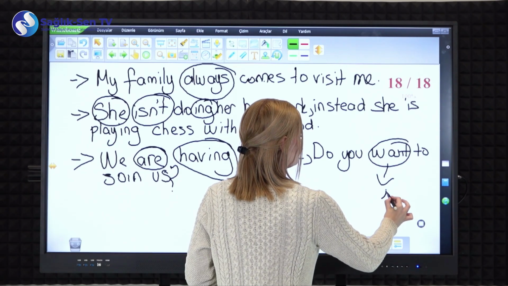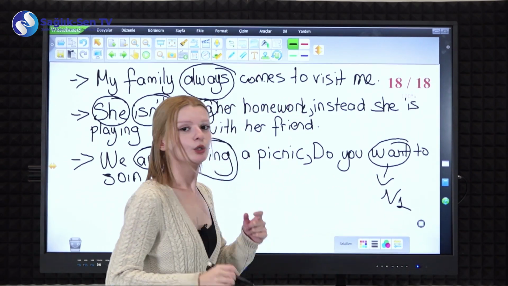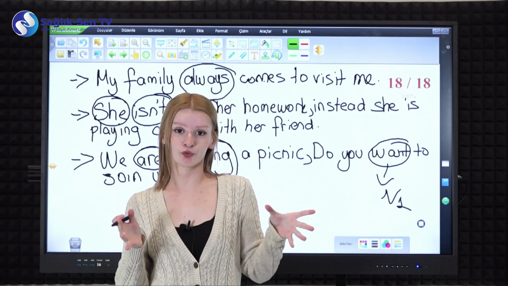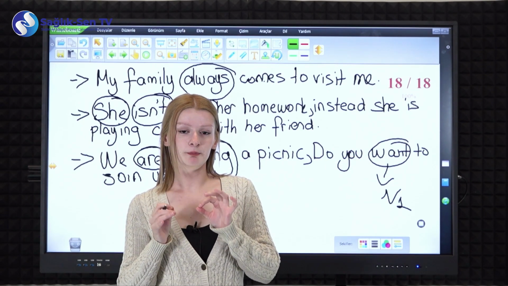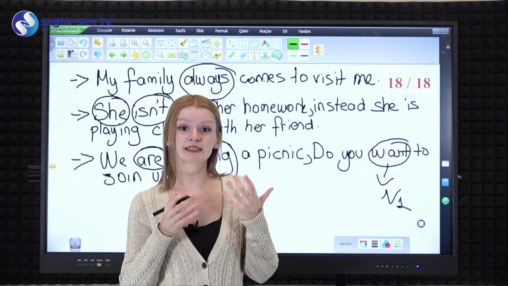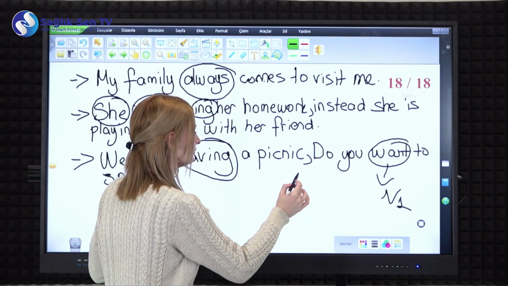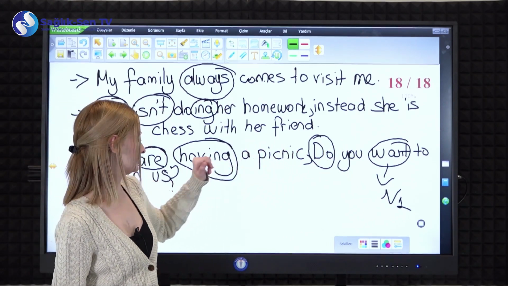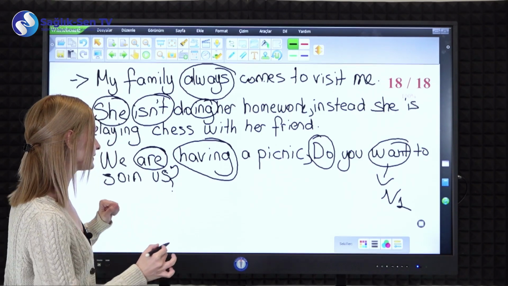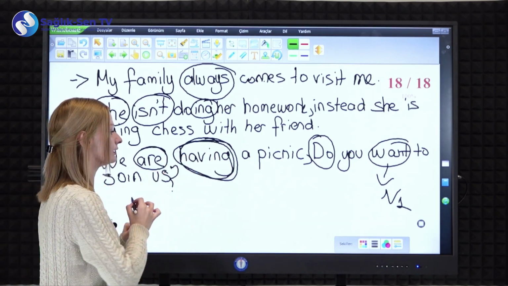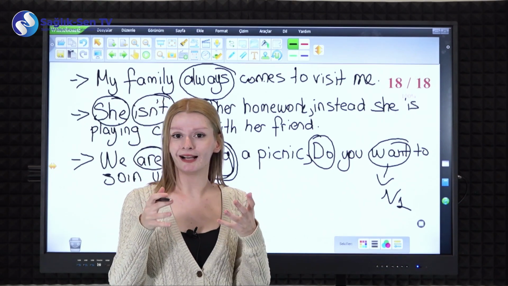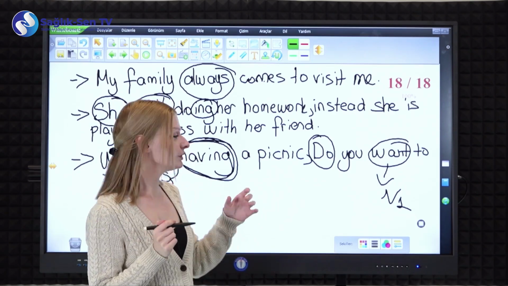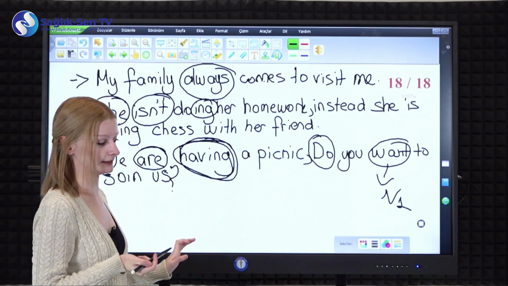This is verb 1. We said that want is a state verb that cannot be used with present progressive. This is my question in present simple tense. Now you may ask, we cannot add ing to our verb have, then why do we use having in this sentence?